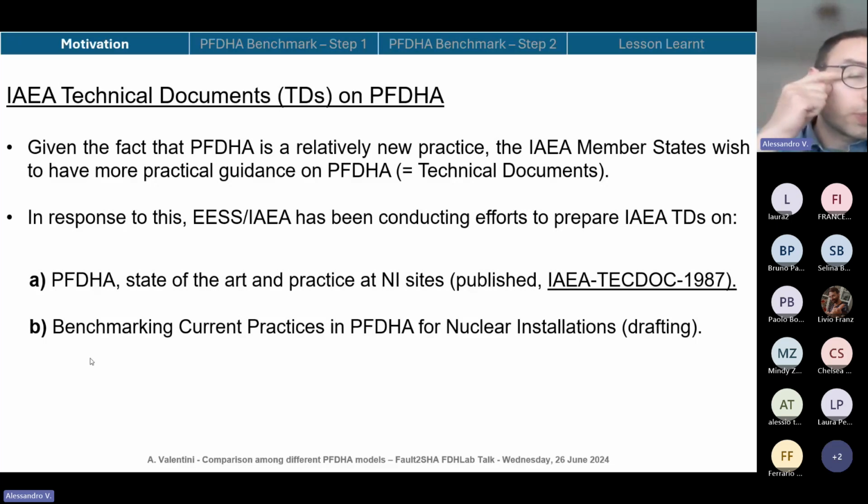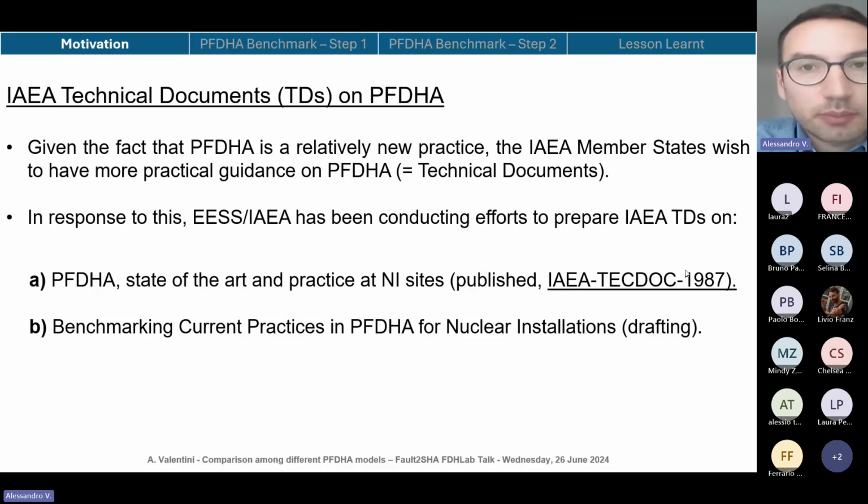And in response to this, the external event safety section, one of maybe hundreds of sections within the IAEA, has been conducting efforts to prepare two tech docs on this topic. One is already published, and if you Google IAEA Tech Doc 1987, you can easily download it. And this document talks about the state of the art and practice at some nuclear installations.